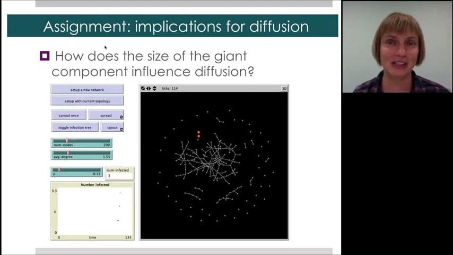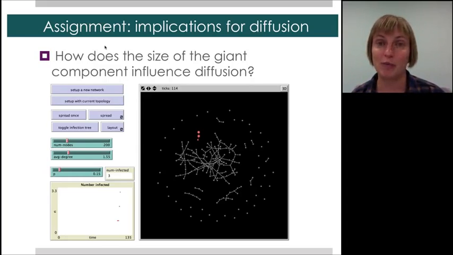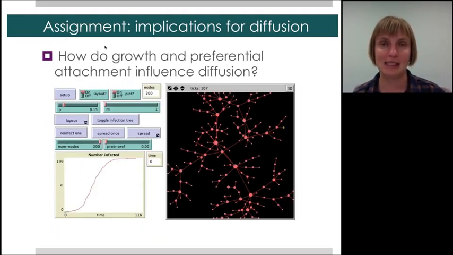This infectious agent could be a bacterium, it could be information, and you're going to look at different aspects. The first is going to be the distribution of component sizes in the network and how this impacts how far the virus, for example, can spread. The second thing you're going to look at is, in growth models, whether the growth is random or preferential, and whether that impacts the speed with which the infection can spread.